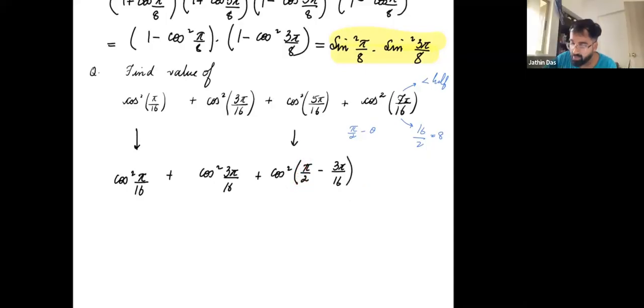Okay. Or you can think like this also. How will you do direct? Half of 16 is 8. 8 minus what gives 3? So it will come like this. You can do it this way too. See, half of 16 is 8.